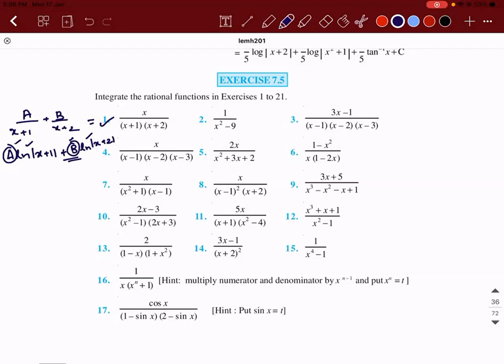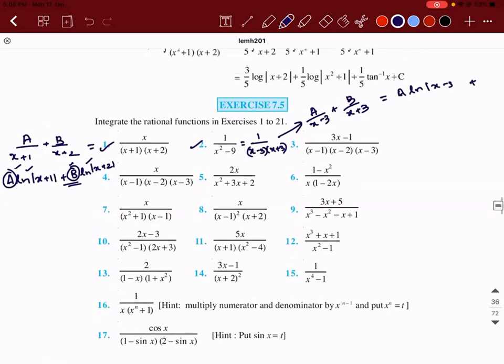That's it. Second one, 1 by (x square minus 9). I can write this as 1 by (x minus 3) into (x plus 3). Then I'll write it as A by (x minus 3) plus B by (x plus 3). So the answer will be in terms of A ln of (x minus 3) plus B ln of (x plus 3) plus C. Third one.